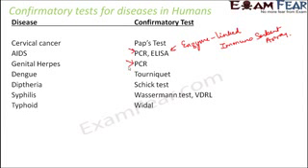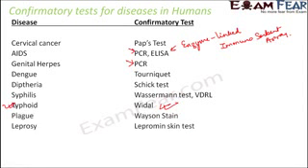This is very important. This is often asked in exams also. Which is the confirmatory test for typhoid? Plague, it is Wayson stain. For leprosy, it is Lepromin skin test. For scarlet fever, it is Dick test. And for TB, that is tuberculosis, it is Mantoux test.